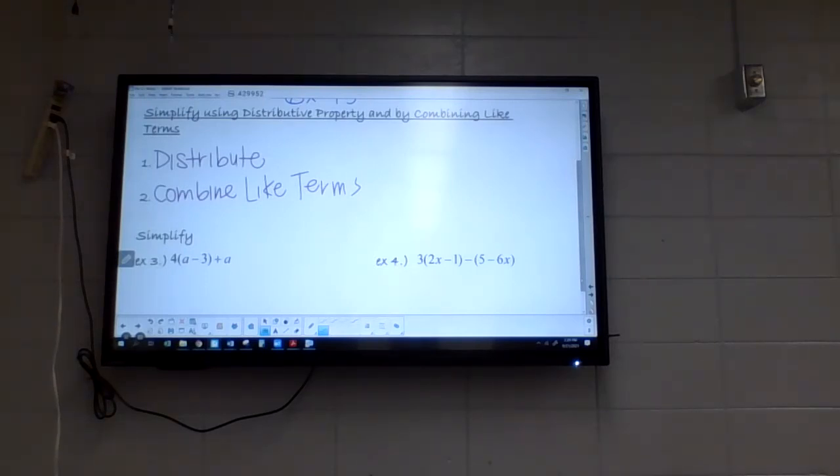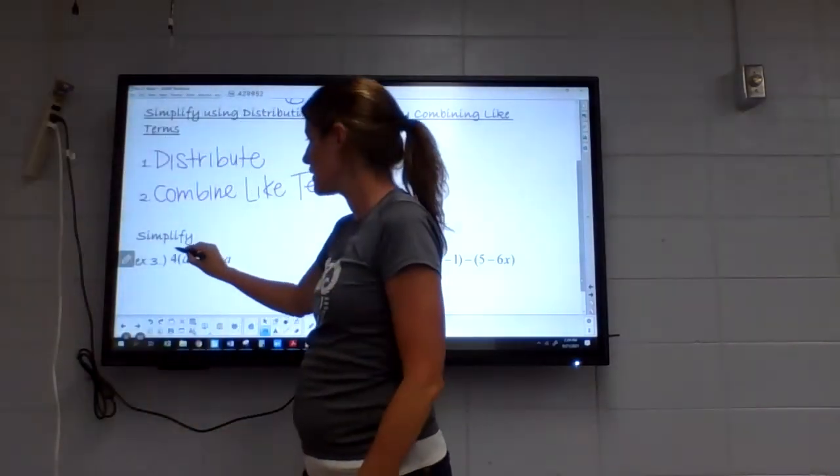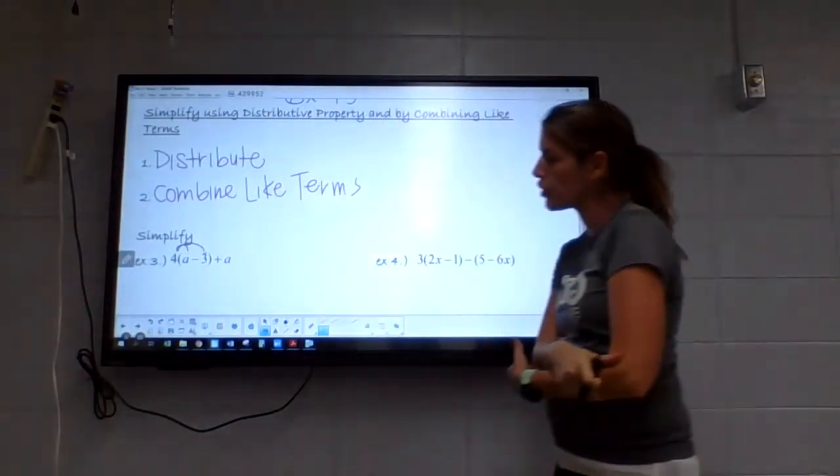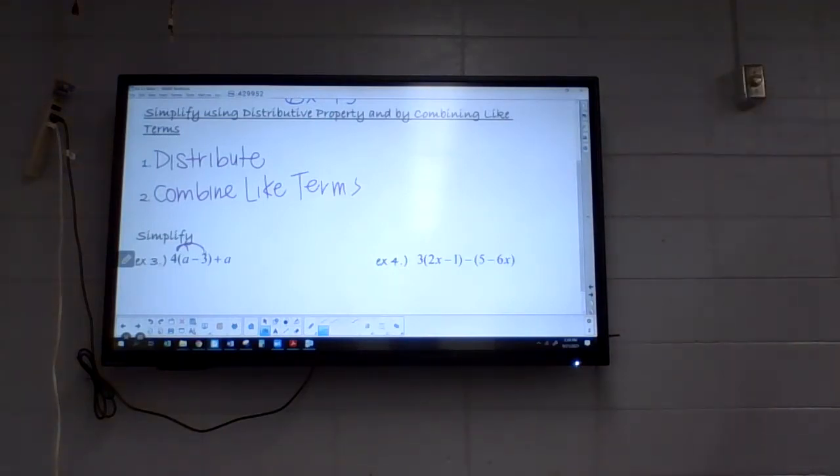So like on example 3 there, start by distributing the 4 first. Now when it gets distributed, it's only distributed to the parentheses. So whatever's inside the parentheses is going to get that 4. In this case, we're going to distribute this 4 into both of those terms there, but not to the other little a, because that's not part of the parentheses.